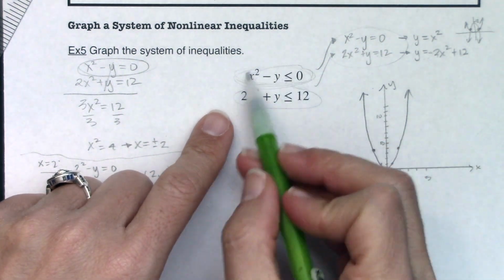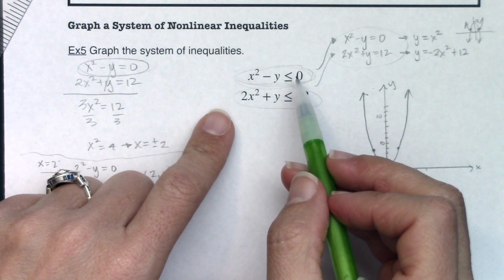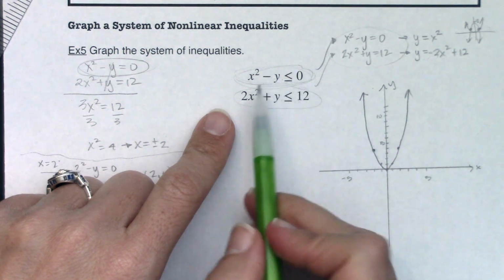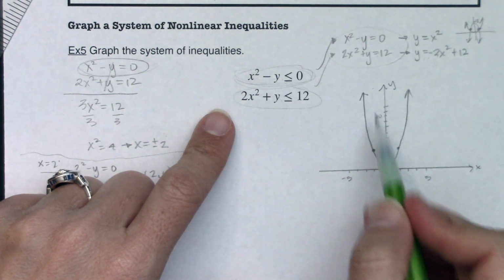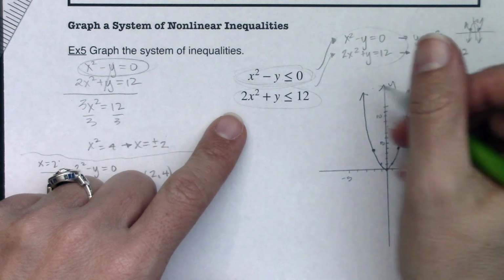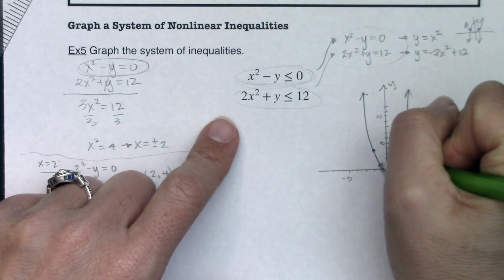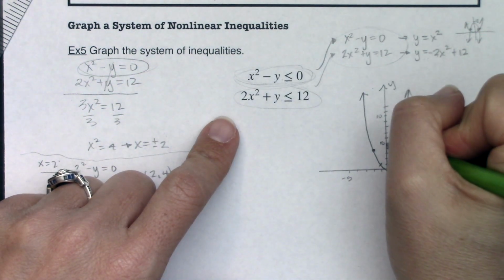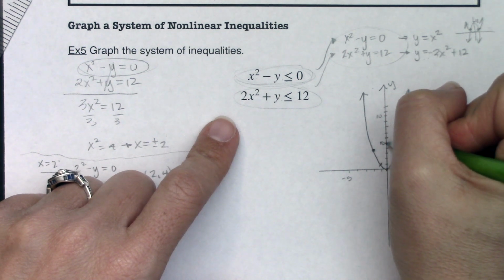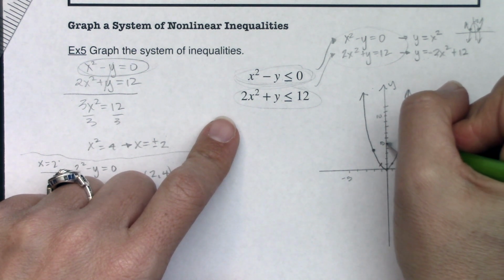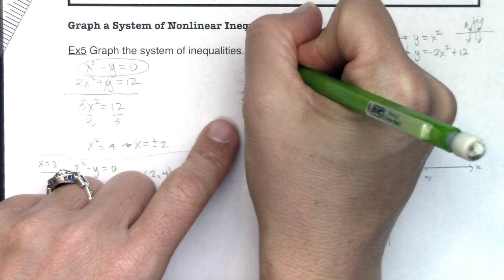Okay, so I can pick any test point that I want. I just don't want to pick one that's on the parabola. So let me try something like, well, 1, 1 is on the parabola. Let's try 0, 5 again. I think I chose 0, 5 last time, but 0, 5 is not on the parabola. It's up here.